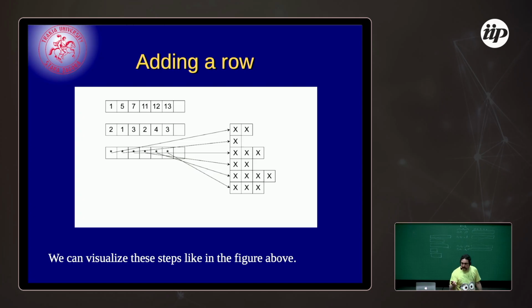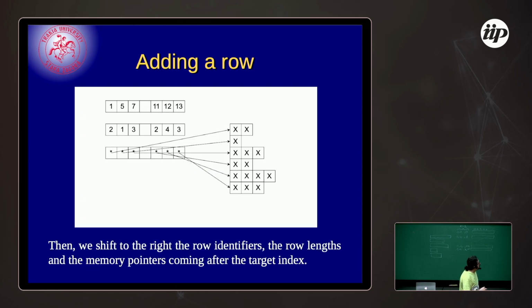So what we do is this. We shift to the right the row identifiers, the lengths of the rows, and the memory pointers that come after the position where we need to put the new row. Say the new row needs to be added here, so we shift everything to the right. So copy this to the right.